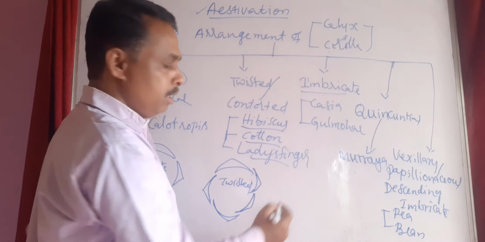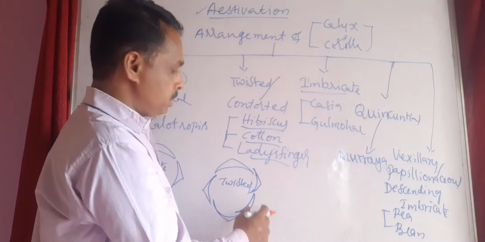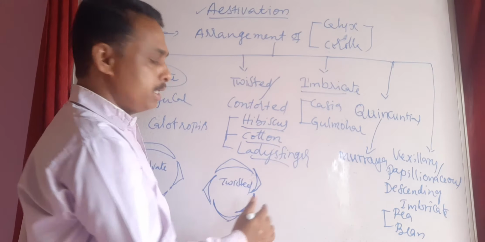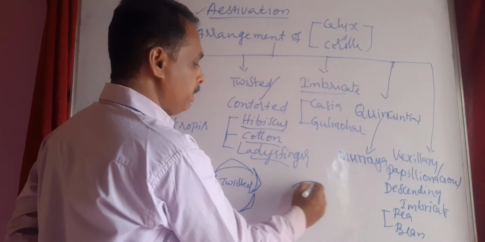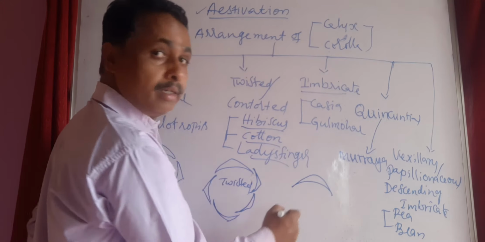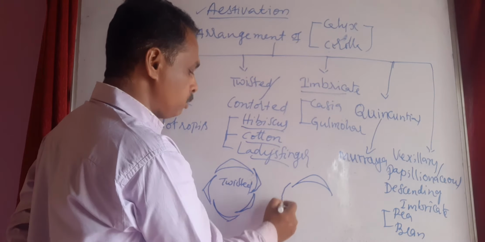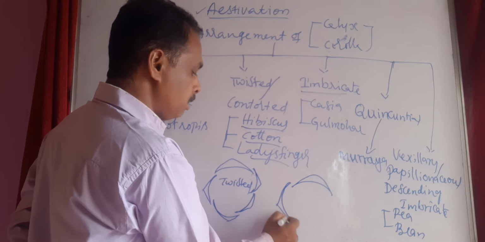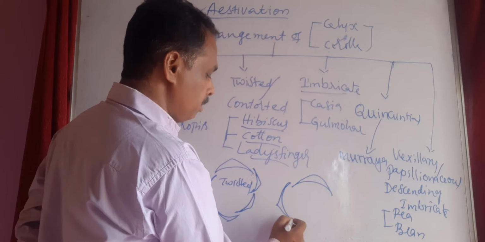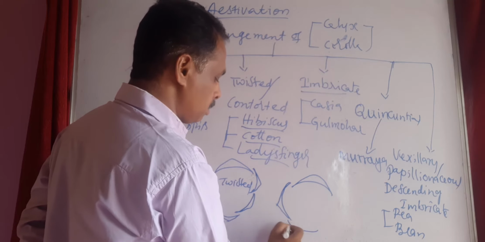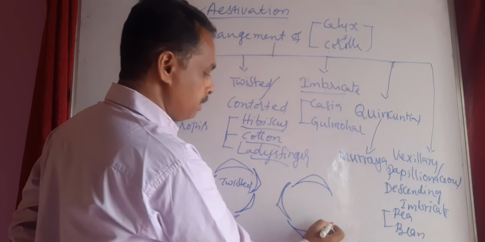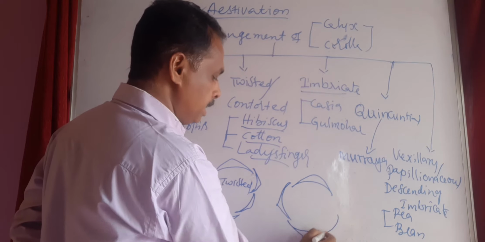The next one is imbricate aestivation. This is regular, and imbricate aestivation is irregular aestivation. Here one member is completely inside, and it is overlapped by others. Among the 5 petals or sepals, one is completely inside and another one is completely outside.